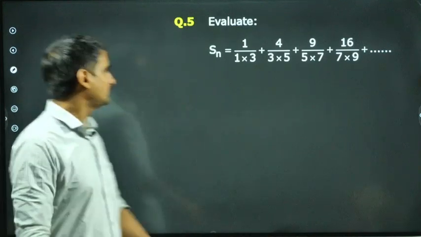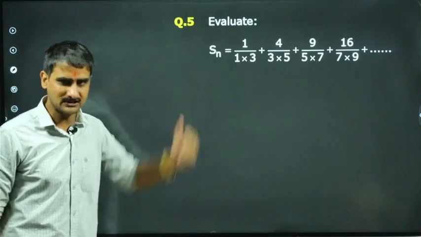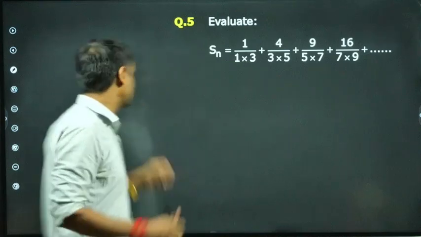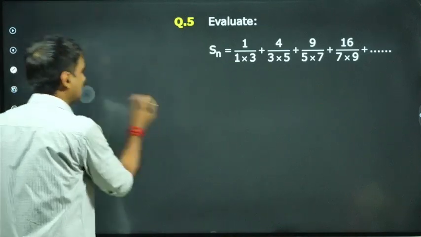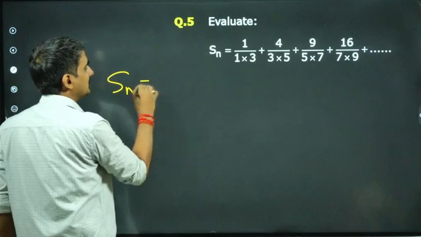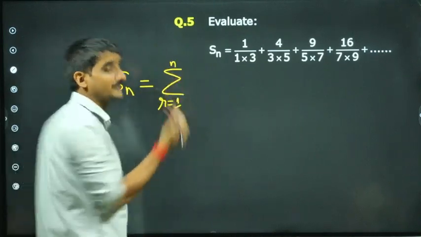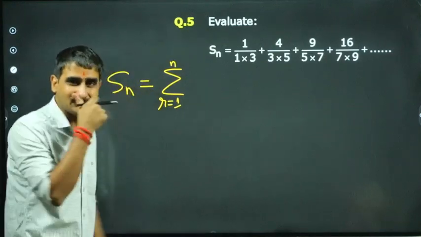Students, welcome to Purnang. That was the question. Again, you have to find the sum of first n terms of this series. So you all know how to start. Let's start quickly. So Sn is nothing but summation of r goes from 1 to n of the general term. So what's the general term?